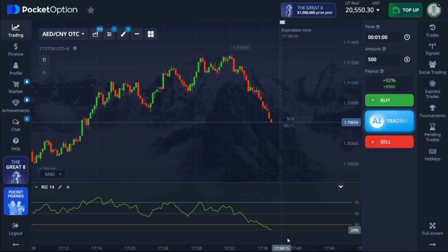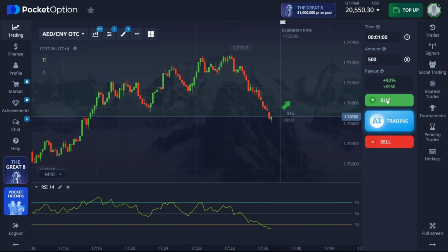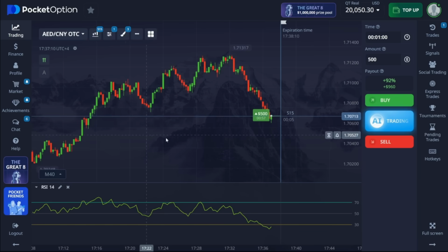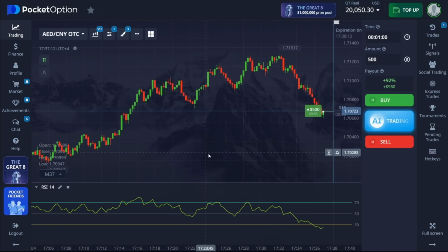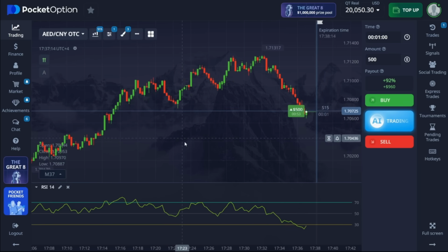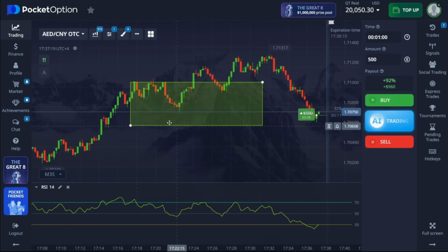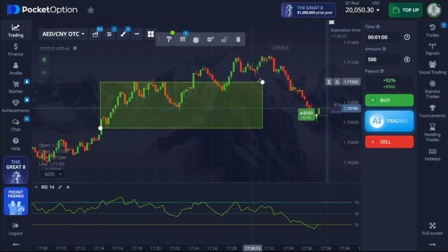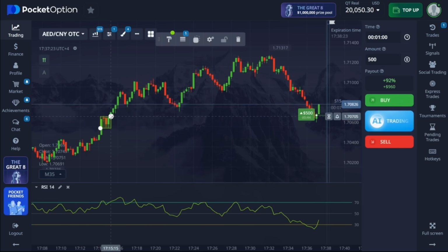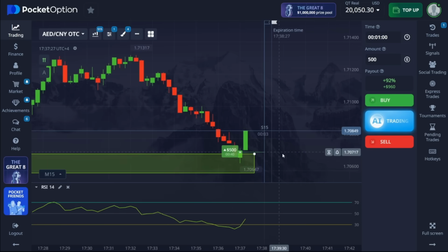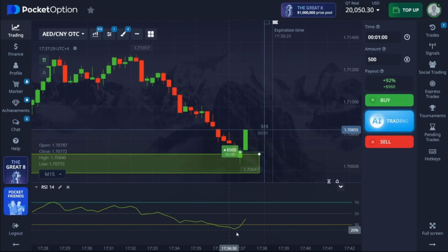RSI breaks the level and trend instantly reverses. The indicator is doing its job. I've already opened a trade on a buy based on RSI. This is the AED pair. There's a support zone right where price landed. Looking to the left, we can see accumulation in this area, and RSI is once again in the oversold zone.